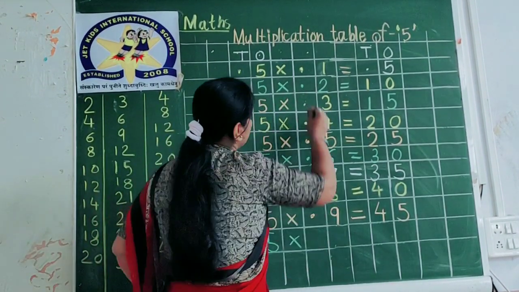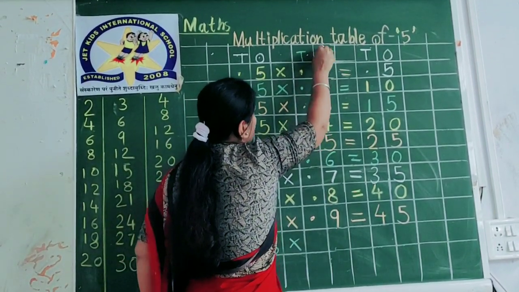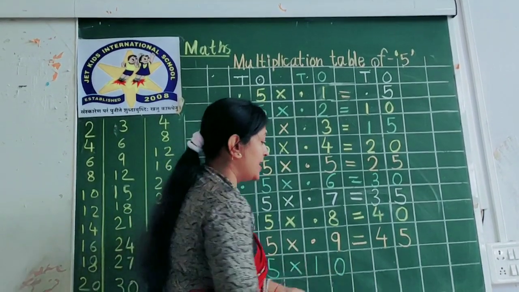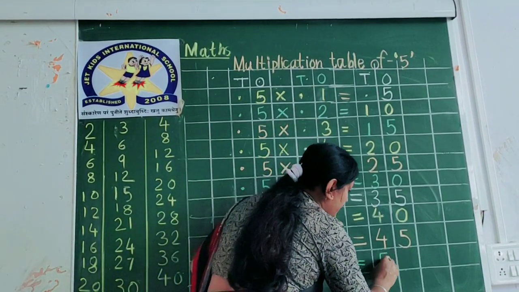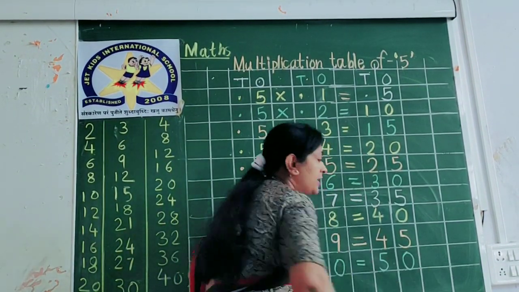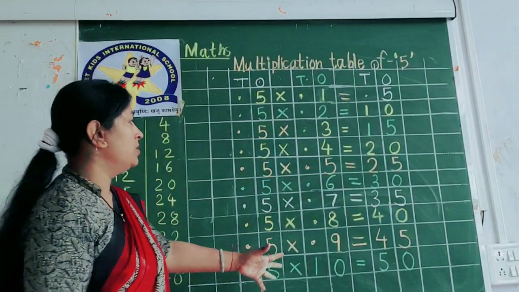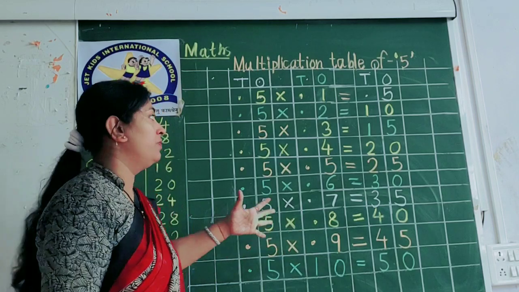Yes, now we are writing this tens and ones. Okay, in tens column 1 0. 5 tens are 50. Okay kids, so we have completed in written form. So let's revise it once.